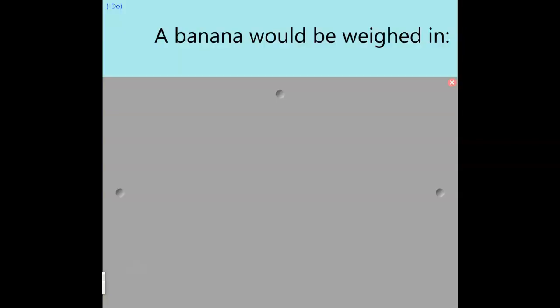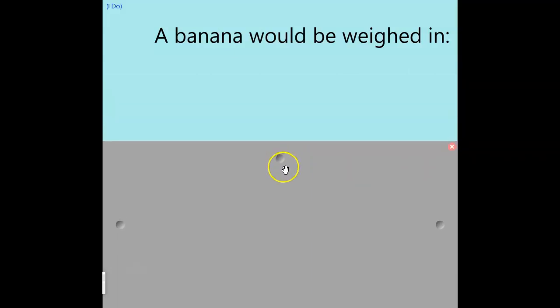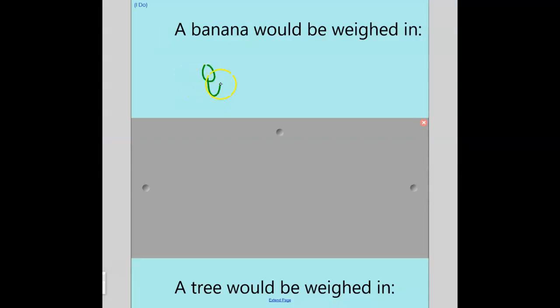All right. That being said, if I was to measure a banana, would I measure that banana in ounces, pounds, or tons? Well, a banana would be closer in weight to probably a few pencils, so a banana would be measured in ounces.